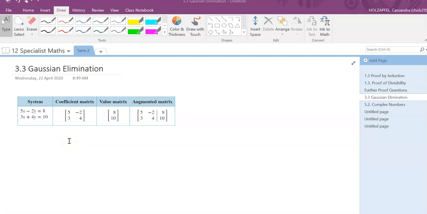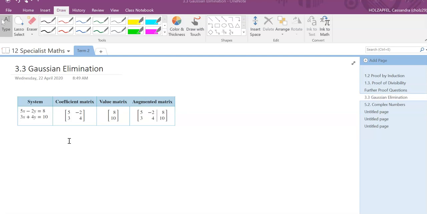Hi guys, welcome back. So I'm going to go through some Gaussian elimination with you, and I want to go through a tech-free example, and then I want to go through a tech-active example. I'm not the most literate person when it comes to using the calculator, so I'll do my best, but I'll go through this tech-free version first.